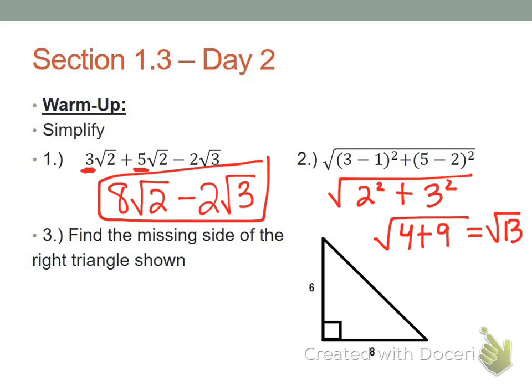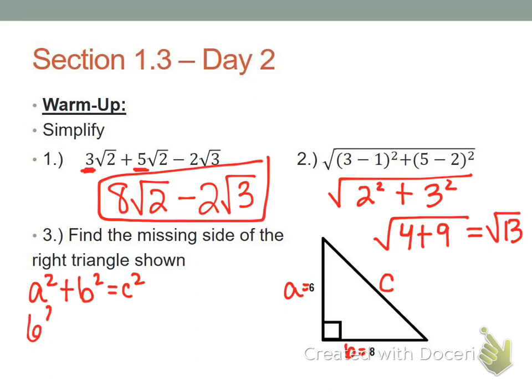Number 3, we have a right triangle with a missing side. We are missing the hypotenuse. We're going to use the formula from the Pythagorean theorem: a squared plus b squared equals c squared. A and b can kind of be interchanged. However, c is always the hypotenuse.